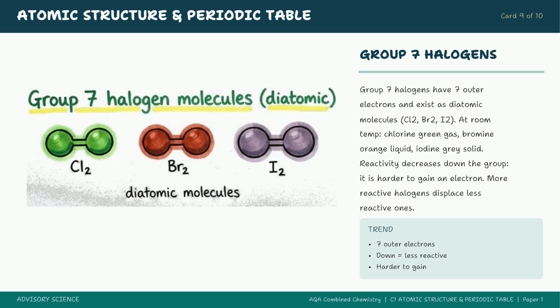Halogens. Group 7 halogens all have 7 outer electrons and exist as diatomic molecules, Cl2, Br2, and I2. At room temperature, chlorine is a green gas, bromine is an orange liquid, and iodine is a grey solid. Reactivity decreases down the group. It's the opposite of group 1. And this is because the outer shell is further from the nucleus, so it's harder to gain an electron. A more reactive halogen displaces a less reactive one from its salt.